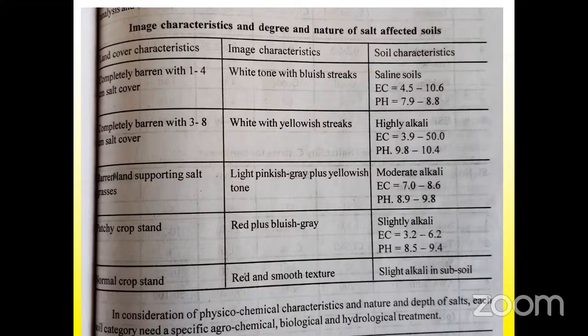The image we can see here is a bluish gray, along with red patches. It is slightly alkaline. The EC may be between 3.2 to 6.2, and the pH is maybe 8.5 to 9.4. So here, in a general classification, we see the pH of soils.